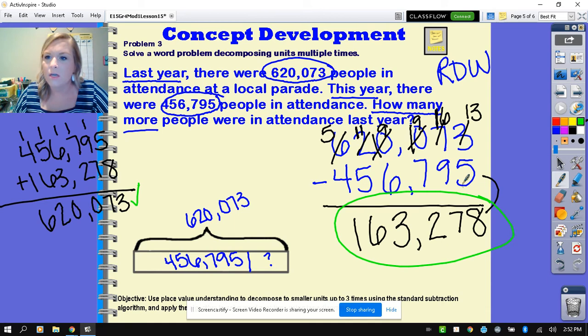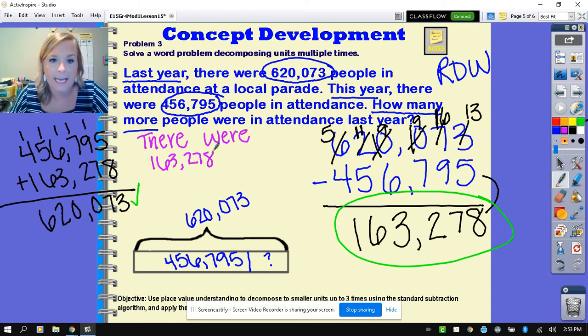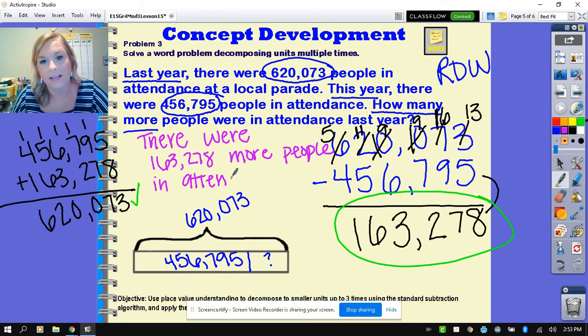This was our answer. So we're going to write this as a statement. So I'm going to change it to purple. So my question was, how many more people were in attendance last year? So I'm going to write it so that I restate it. I'm going to say there were, I'm going to plug in my answer, 163,278 more people in attendance last year.